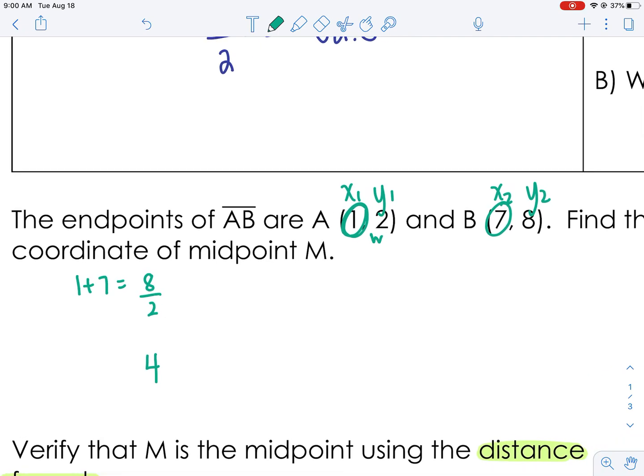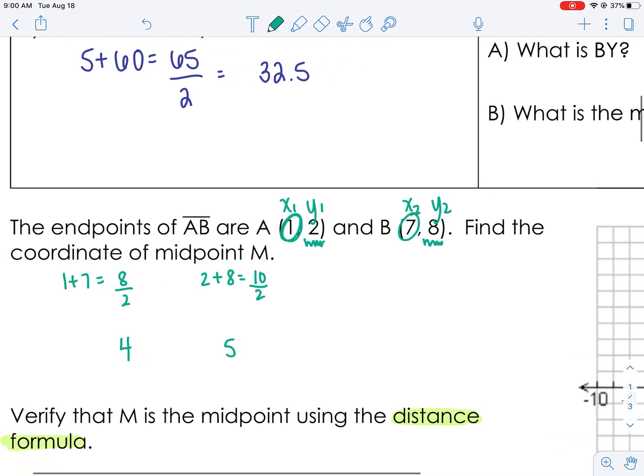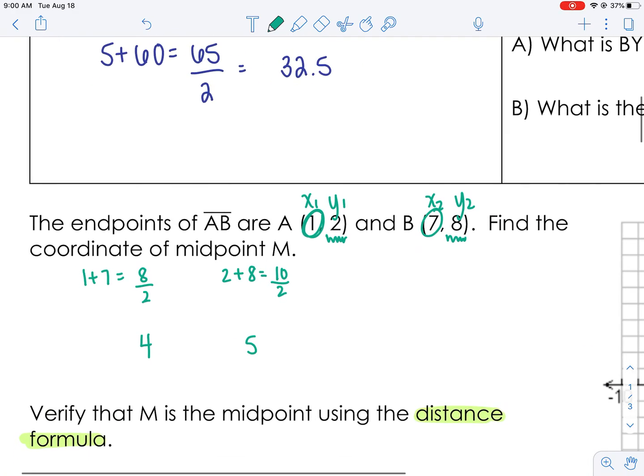Now I'm going to do the y's. So y1 is 2, plus y2 is 8. 2 plus 8 makes 10. 10 divided by 2 is 5. So that's not my answer. Remember, I'm finding the midpoint. I need to write it as a point. So I should write my answer as a point, (4, 5).